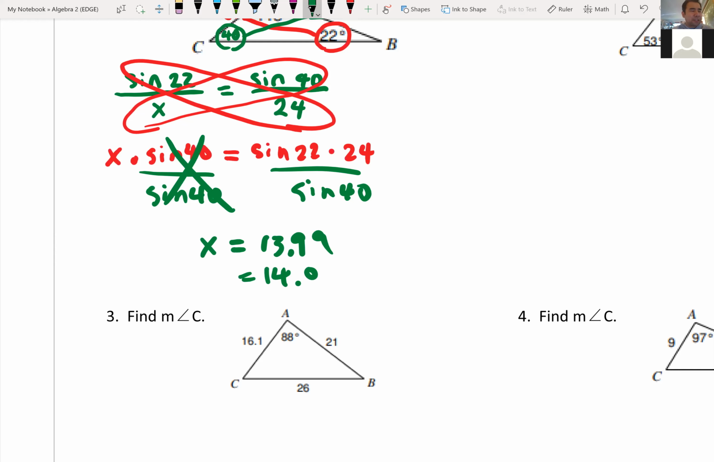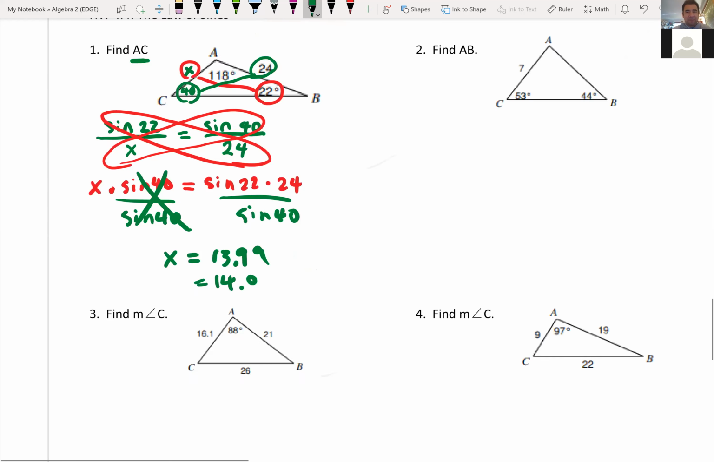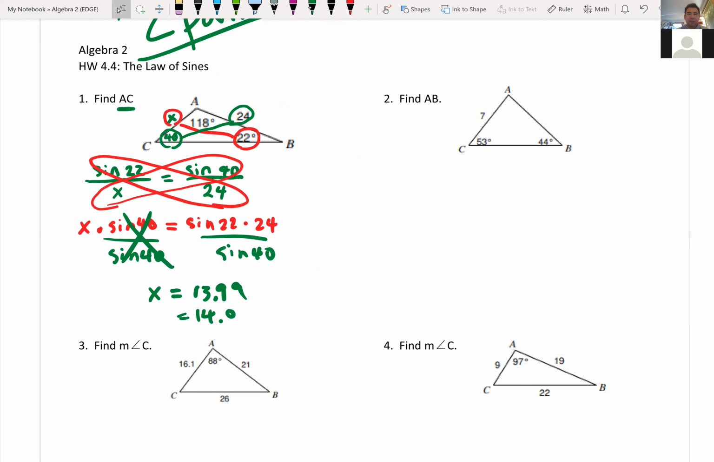I'm not going to test you on rounding off skills, so please don't worry about that right now. On the multiple choice test question, your choices will not be between 13.99 or 14.0. I will not do that. So if you got 13.99 or 14, that's good. Let's do number two.